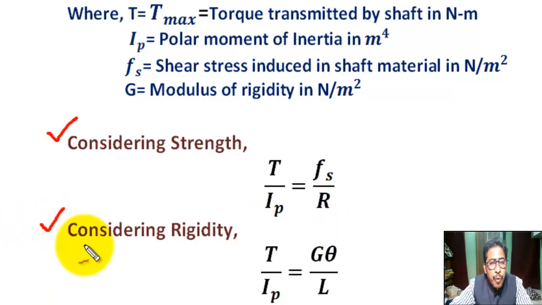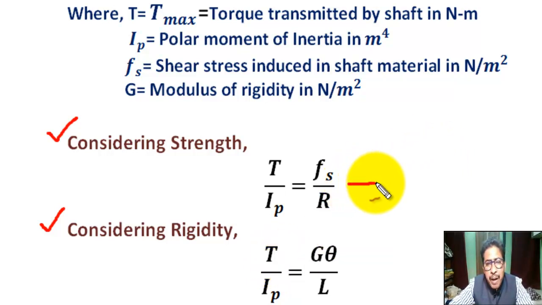Now, considering rigidity, that means considering angle of twist, we get T by IP equals G theta by L. Here theta equals angle of twist in radian, L equals length of shaft in meter, T equals maximum torque transmitted by shaft in Newton meter.